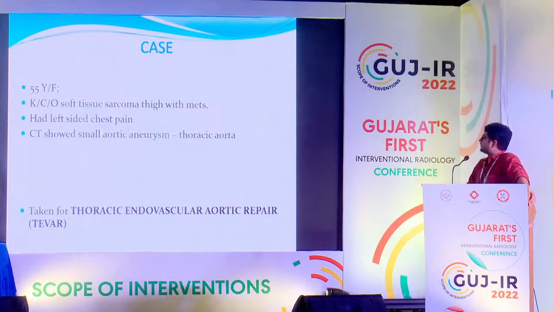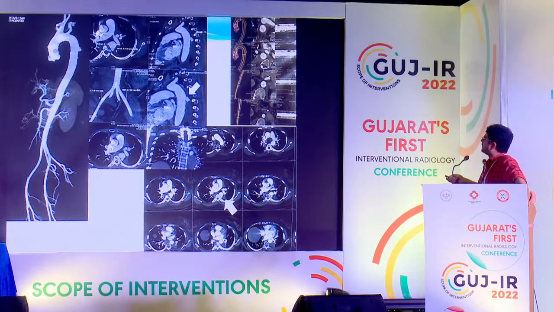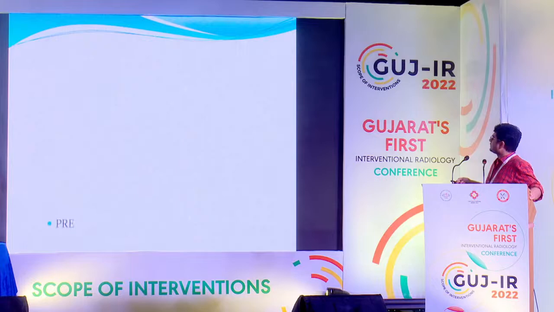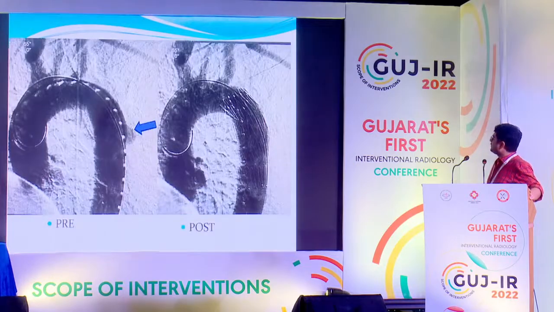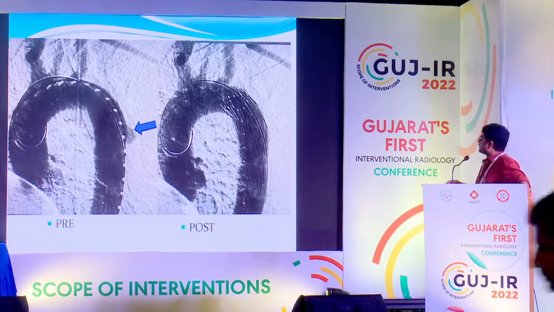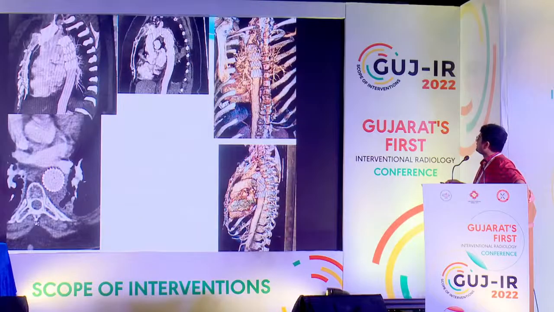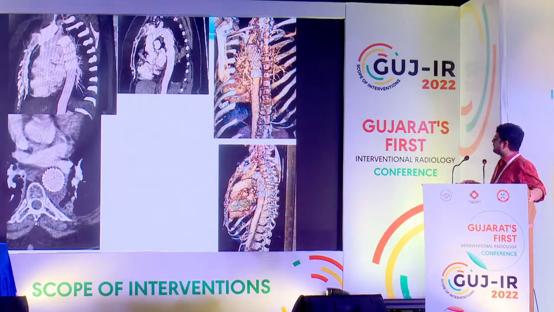This was a known case of soft tissue sarcoma thigh with METs, who had left-sided chest pain. So a CT was done which showed a small aneurysm in the thoracic aorta. You can see the lower lobar mass, and this is invading the aorta. This was a case of soft tissue sarcoma. So aortic stenting was done. Post-stenting, there is no filling of the aneurysm.